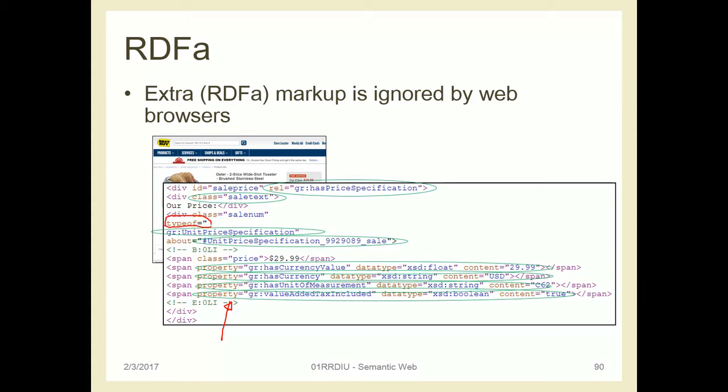For example, the triples are always of a subject, and for example here a subject is specified with about: the unit price specification is the subject, and here is a list of properties of this subject. For example, has currency value, and the property has of course a value, which is $29.99 in this case, and also a type. So the triple that you can extract is, this is the subject, this is the predicate, and this is the object. And the parser can extract directly all these triples from the HTML code, if it's embedded in there.